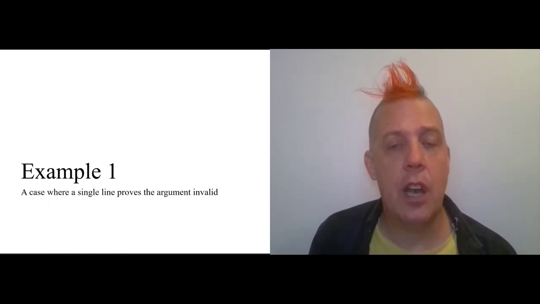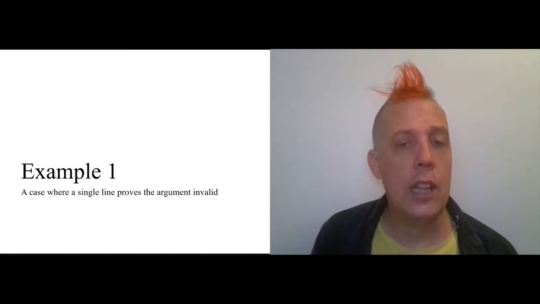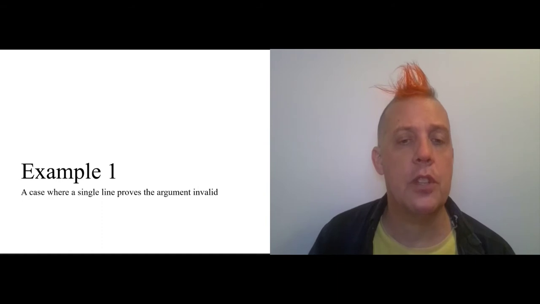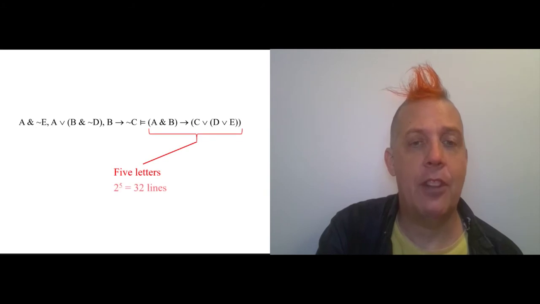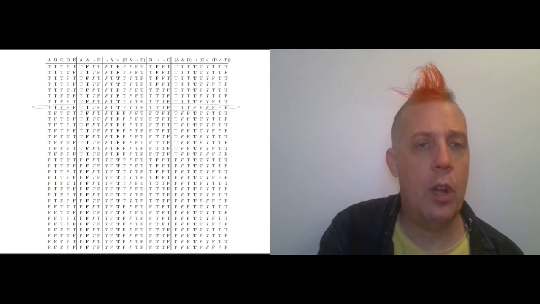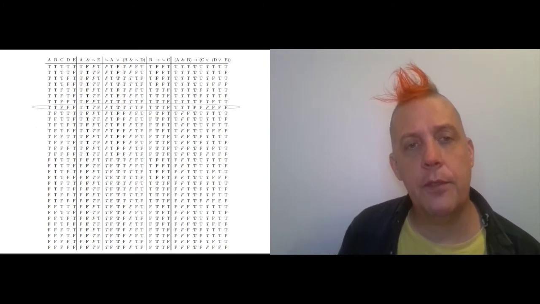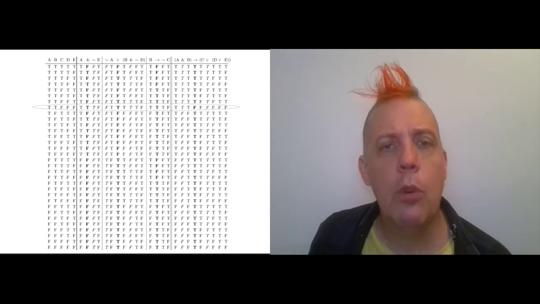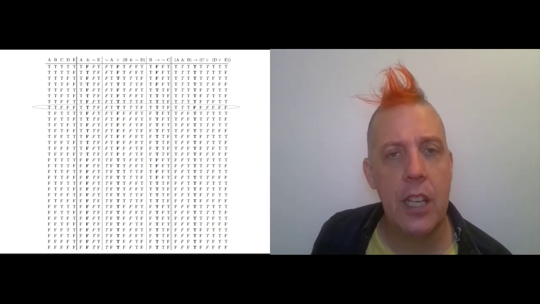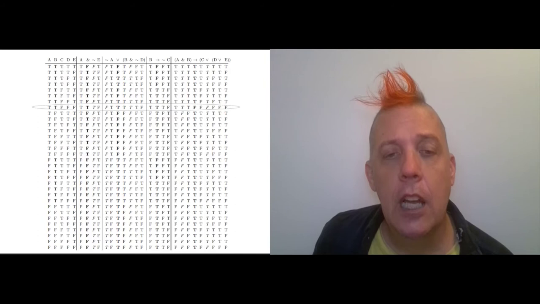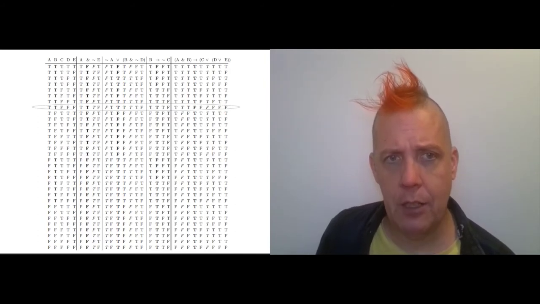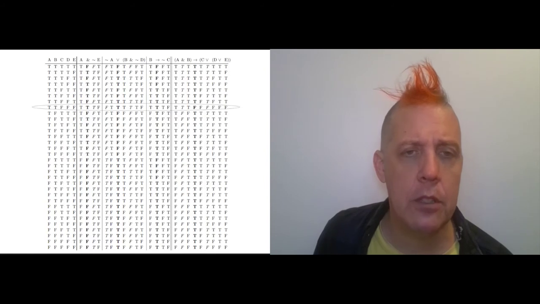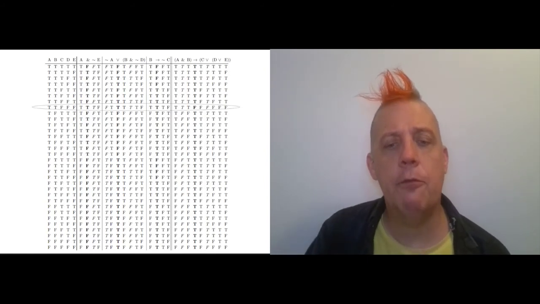And ideally, if there's only one line that shows it invalid, then the whole process works incredibly smoothly. So again, you imagine this sentence. It's got 5 letters. It's got 32 lines. We don't want to do all of this. But look, there's one line that I've circled. That is the only line out of all of the lines on this truth table where the argument has true premises and a false conclusion. That's the only line we really want. If we can find a way to zoom in on that line and avoid having to write all the other lines, our life would be easier.